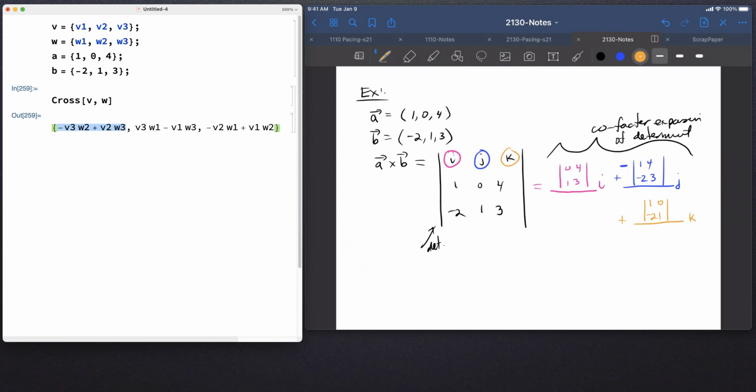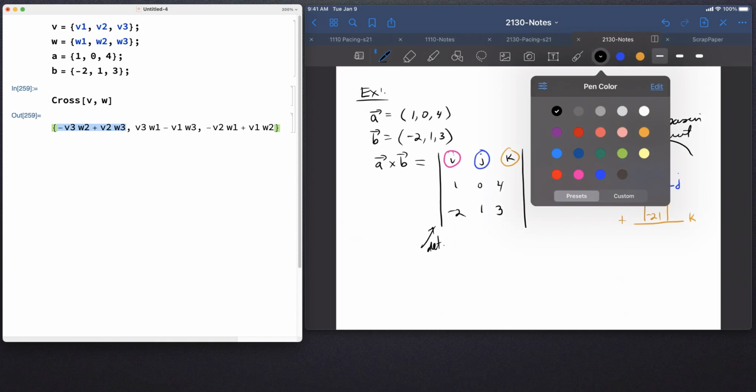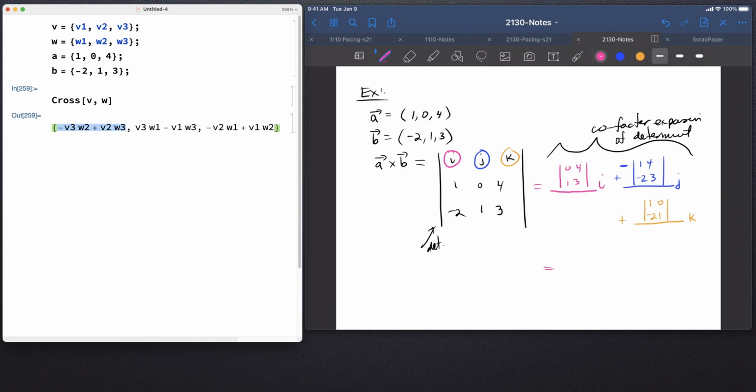Okay, and it's just up to us to finish all the different numbers. So the i entry will have 0, 3, which is 0, 4 minus 4 times 1 is 4 with a minus sign because of the determinant. We will have an artificial minus sign on the j, 3 minus a negative 8, and then the k entry will be plus 1 multiplied by k.